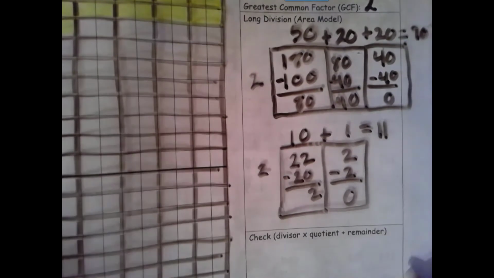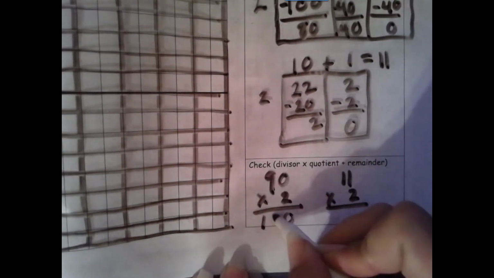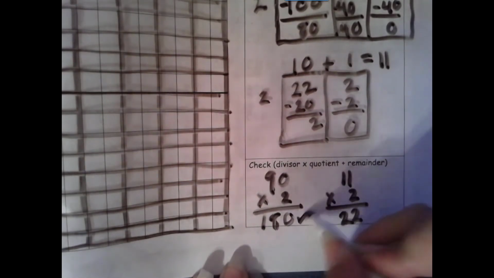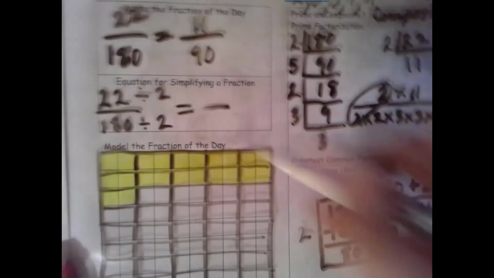Now the identity property of addition says when you add 0 it stays the same, so I don't need to take the time if it's just going to have the same result. So 90 times 2, 11 times 2: 2 times 0 is 0, 2 times 9 is 18, 2 times 1 is 2, 2 times 1 is 2. Those both check because my dividend is 22, my dividend is 180. So my numerator is definitely 11, my denominator is definitely 90.